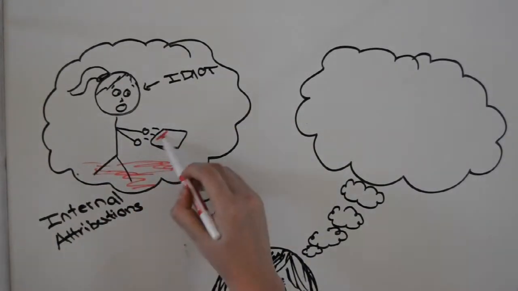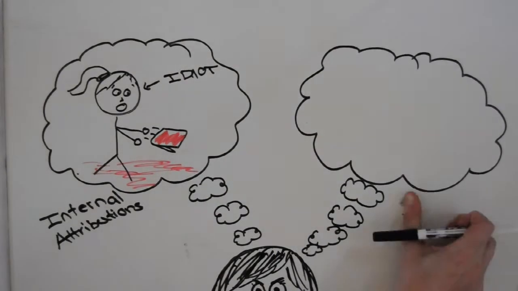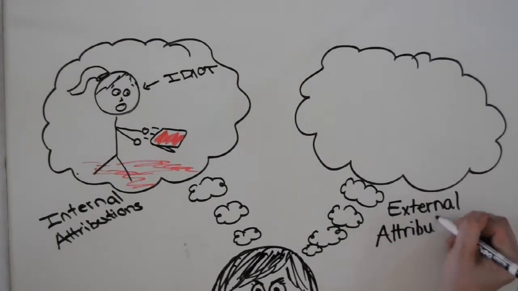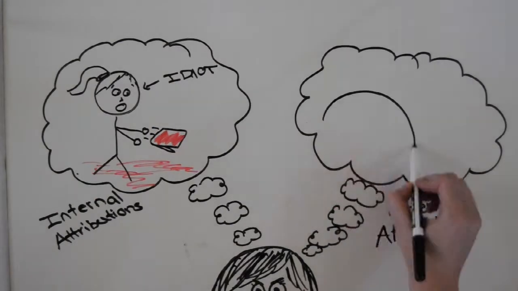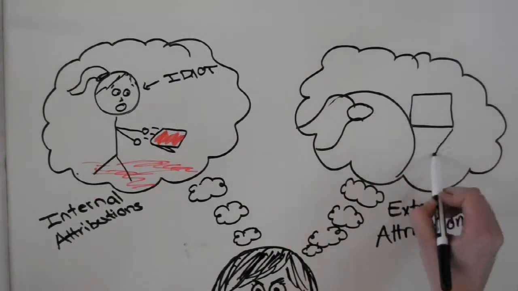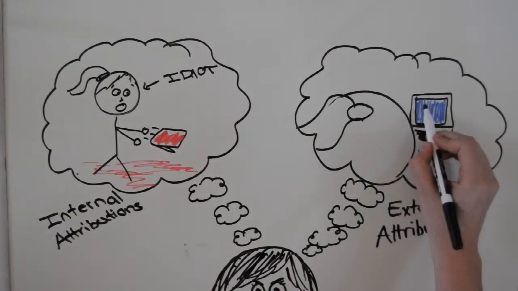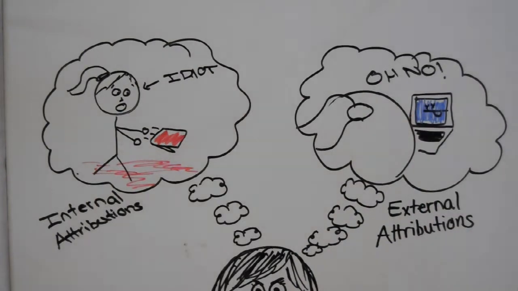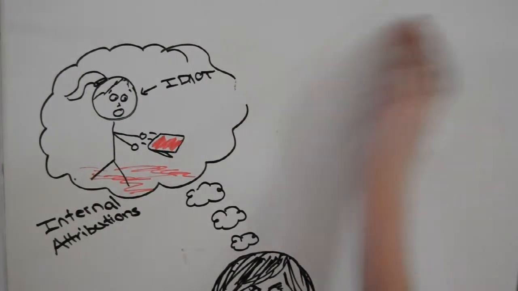Something to remember is that in general, we are hastier to make internal attributions about negative behaviors of others, he did this because he's an idiot, but tend to make more external attributions about negative behaviors that we commit, I did it because I had no other choice. This phenomenon is called attribution error.